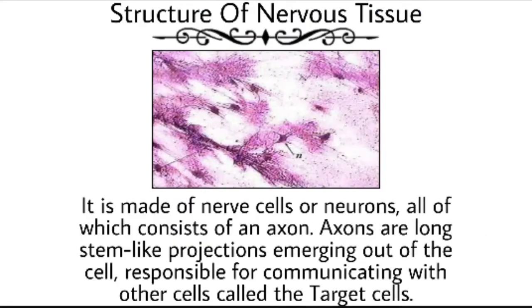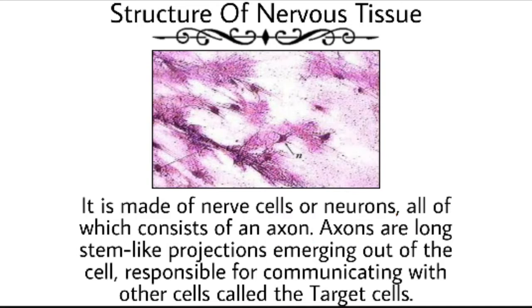तो अब हम देखते हैं structure of nervous tissue. It is made up of nerve cells, very common, all of which consist of an axon. Now, what are axons? Axons are long stem-like projections emerging out of the cell body of a neuron.